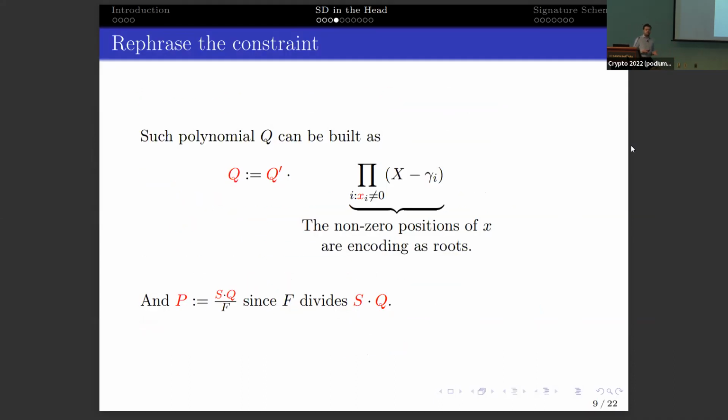In practice, such a polynomial Q can be easily built from the secret vector. We just need to take a monic polynomial of degree W so that the non-zero positions of X are encoded as roots. Then we can deduce the polynomial F using the previous formula, since F divides the product SQ.